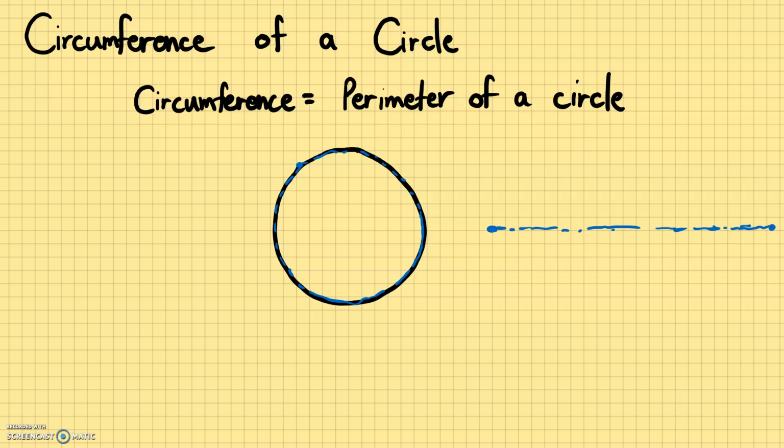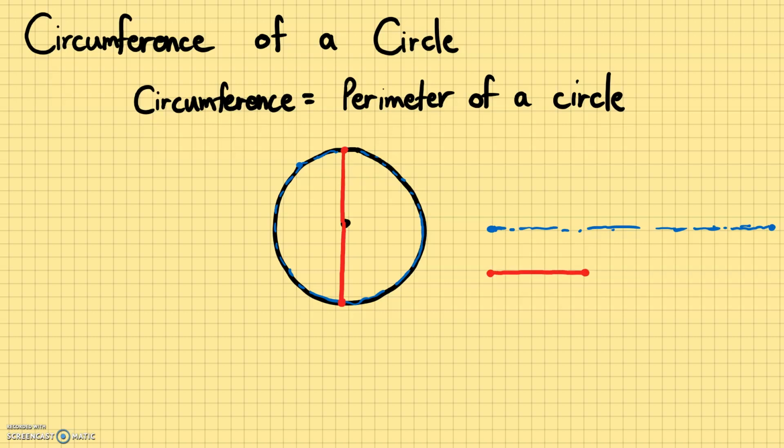And mathematicians found the correlation between the diameter and the circumference. So remember, the diameter is this length right here. So this is the radius, this is the diameter. So the diameter is the distance from one end of the circle to the other end of the circle through the center. Okay?